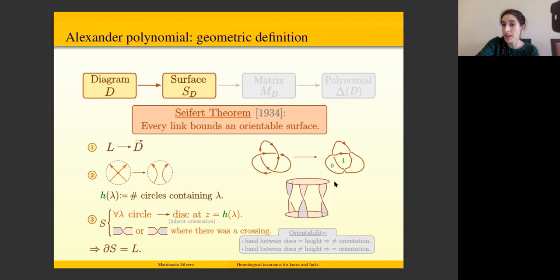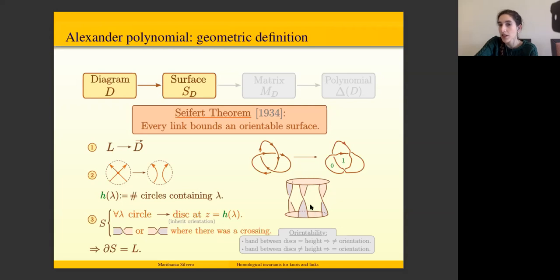The band connecting them has different orientation. And when you have the bands between these of different heights, the bands have the same orientation, meaning that, for example, if this is red, then you have here red. When you have these at the same height connected by bands, then this has different orientation, meaning that when you twist the bands, everything agrees, right?